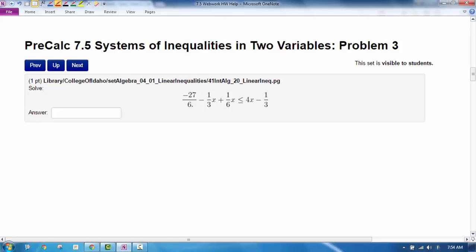All right, the next problem just gives us an inequality and wants us to solve and simplify it. Whenever you have fractions in an inequality or an equal sign, you can clear fractions by multiplying through by 6, so that's the easiest way. Multiply everything through by 6 here.